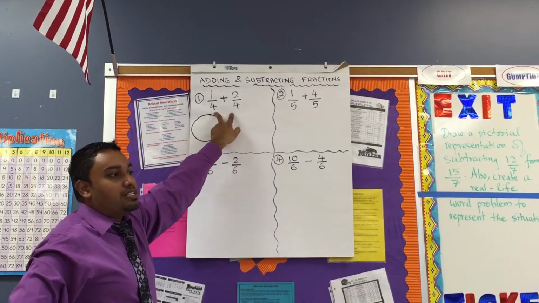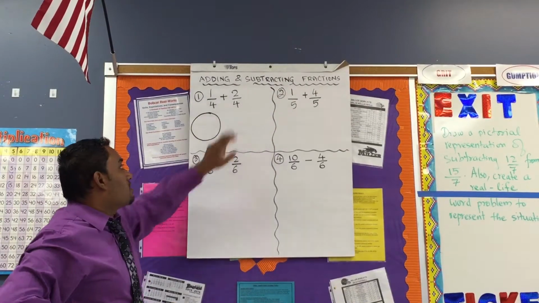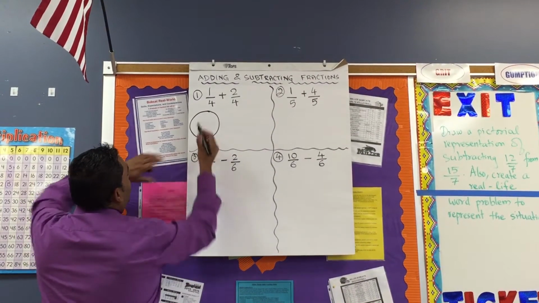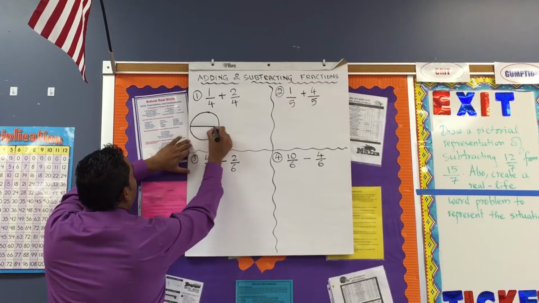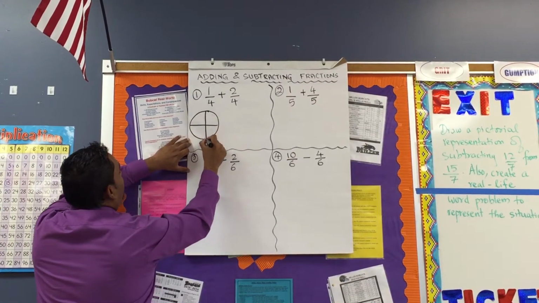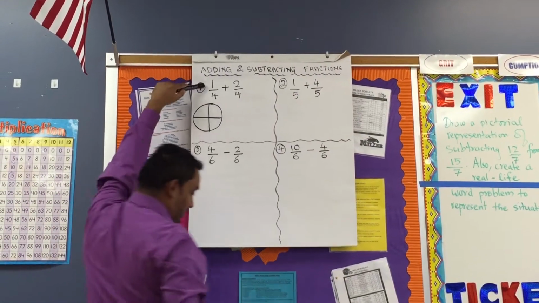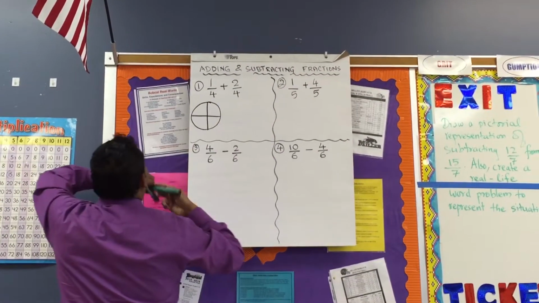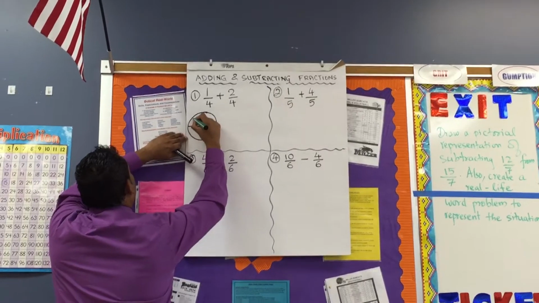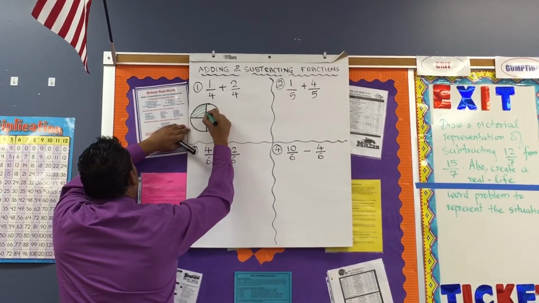So step one is always check the denominator. Are the denominators the same? Yes. The denominators are the same, which means that's my total parts. So I'm going to break this into how many parts? 4 equal parts. Once I break it into 4 equal parts, the first one says 1/4. So how many should I shade, class? 1.